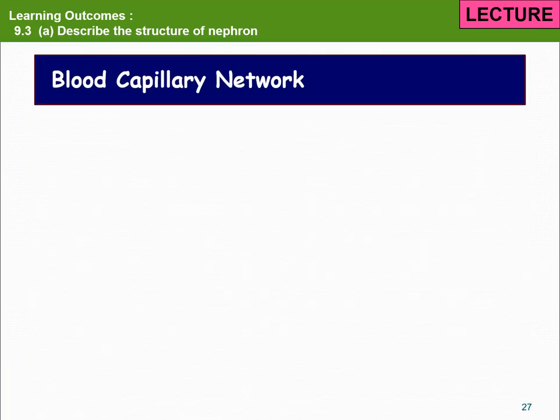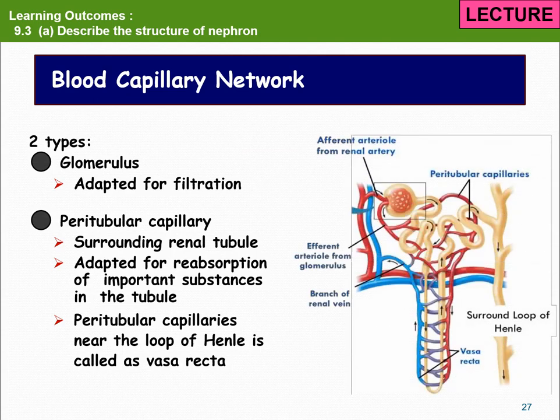There are blood capillary networks that surround the nephron. First is the glomerulus, which is adapted for filtration, and the second one is the peritubular capillary, which is interconnected surrounding the renal tubule. The peritubular capillaries near the proximal and distal convoluted tubules are interconnected with each other, and the one near the loop of Henle is called the vasa recta.